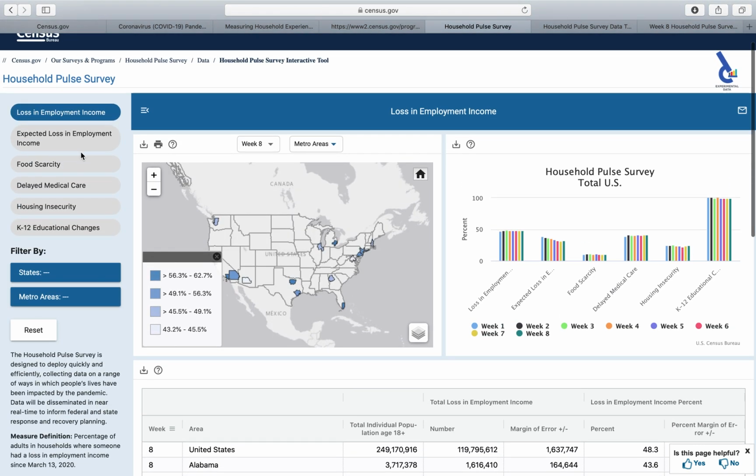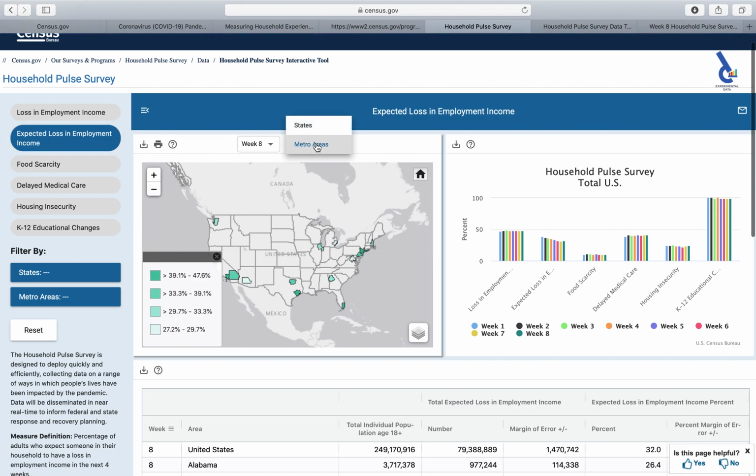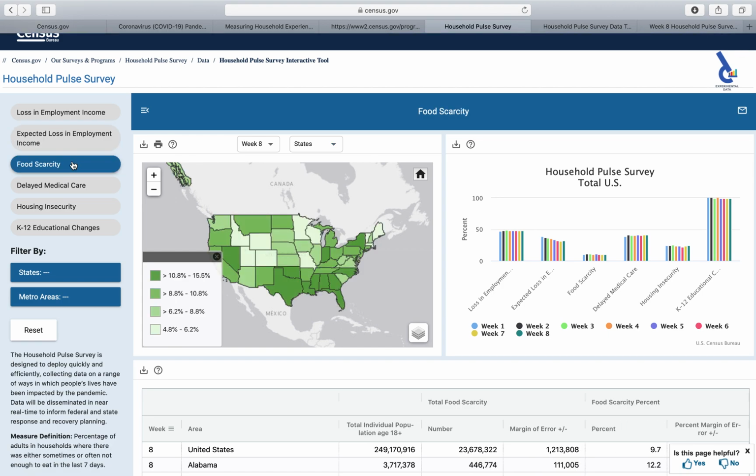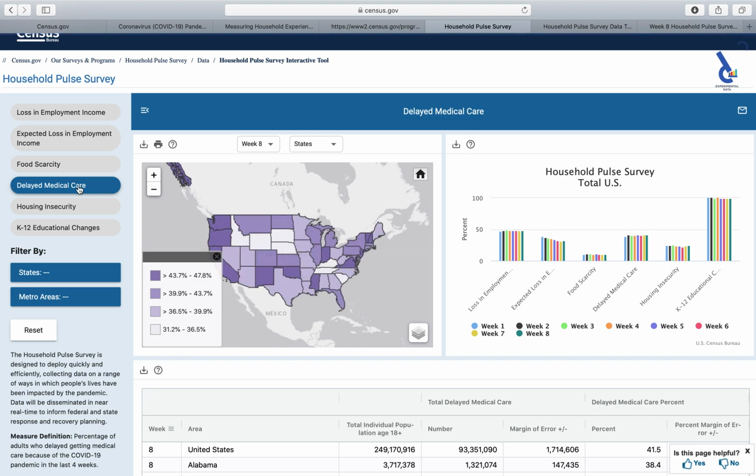And then you can change things. Here, I'll move it back to states. You can take a look at expected losses, food scarcity issues, and you can see that the southern states have had more food scarcity problems for their children. Indiana's had it worse than Ohio. Delayed medical care, how have Americans had to delay their medical care because of the pandemic, housing insecurity, and changes in educational attainment.